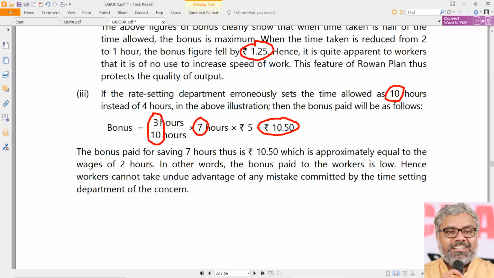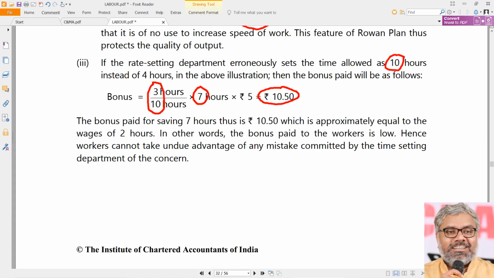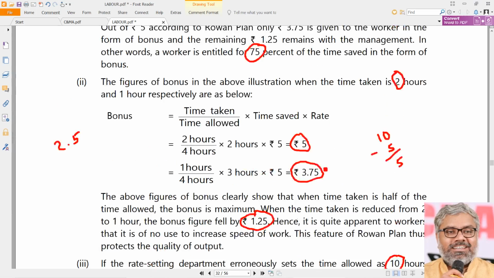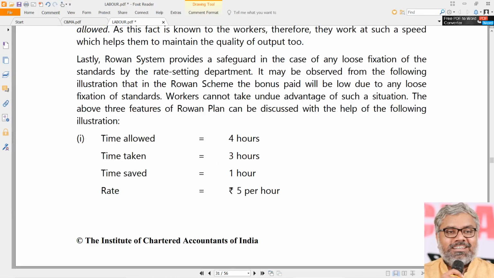So by mistake, if a wrong time allowed is set, the Halsey plan might cause more loss to the organization than the Rowan plan. In the Rowan plan, because the bonus is only proportional to their performance, no standard of 50% is there. So the workers cannot take undue advantage of the mistake committed by the time setting department, is what we can conclude from this. So out of these two, Halsey or Rowan, which is better? Theoretically also this question is asking. With proof, we can do that by showing some numbers.